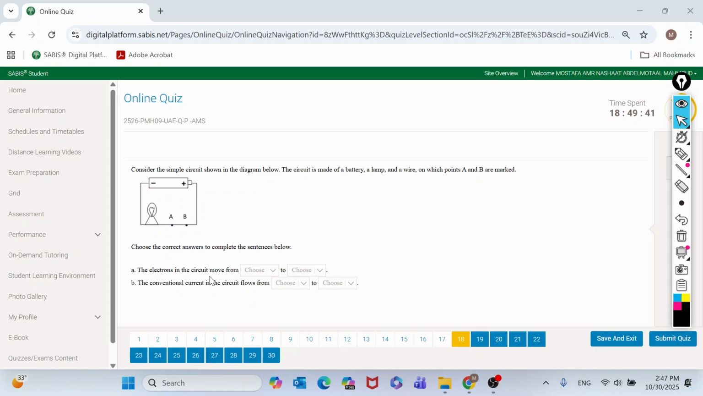Okay, the electrons in the circuit move from the negative side to the positive side. The electrons are repelled from the negative and they go into the positive. So the electrons move from A to B. The conventional current is the positive charge that I just explained in the question before. It's the electrons leaving, so it's going to go from positive to negative. So from B to A.